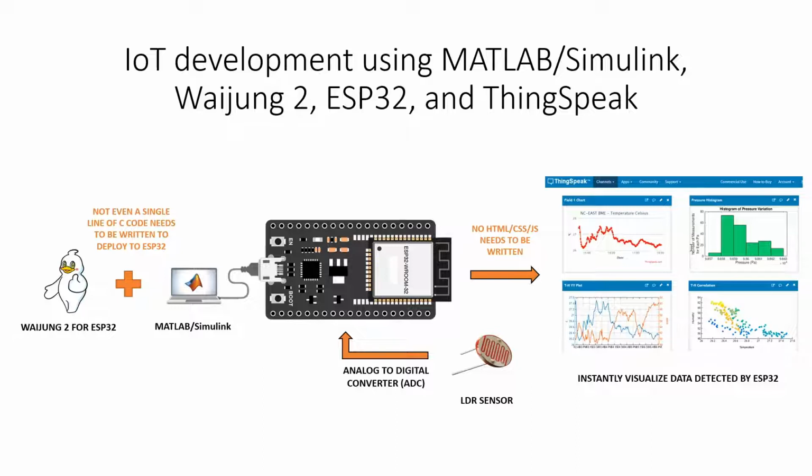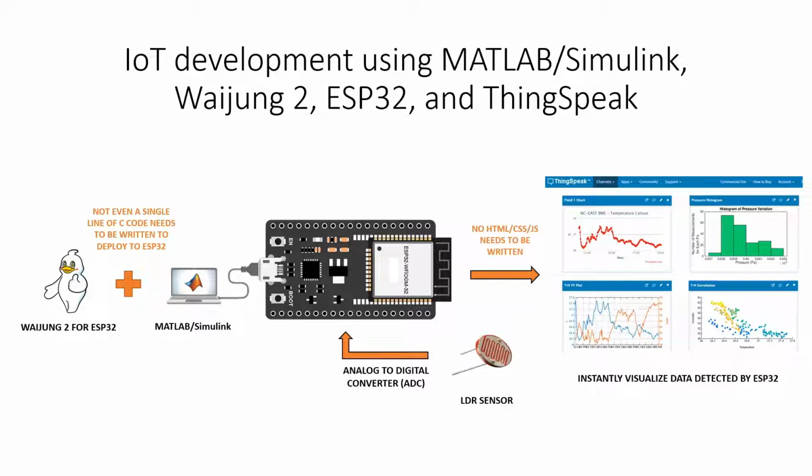Normally, for a project like this, first you need to write C code to a microcontroller to be able to read the LDR sensor. And then to display that data on a server, you need to write HTML, CSS, JavaScript to build a web page. Basically, you have to write a fair amount of code to make this simple project function.